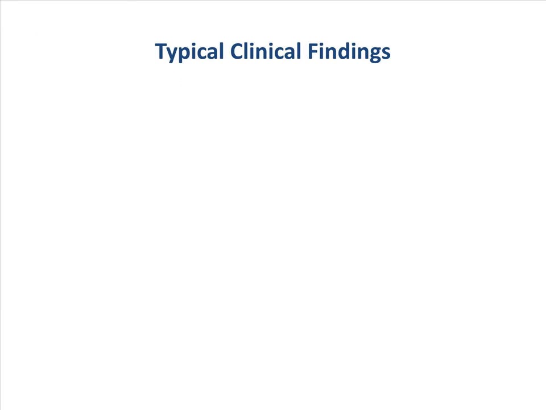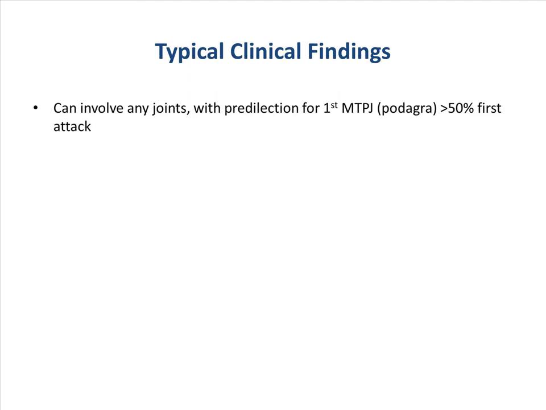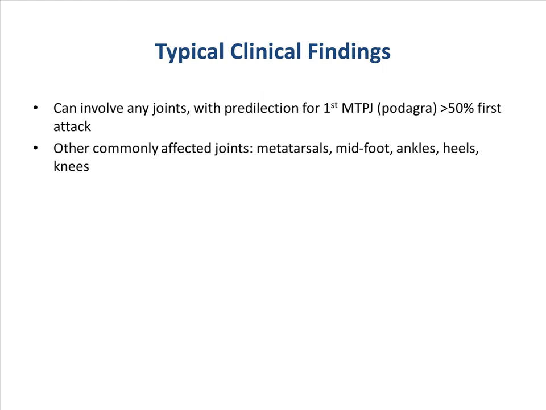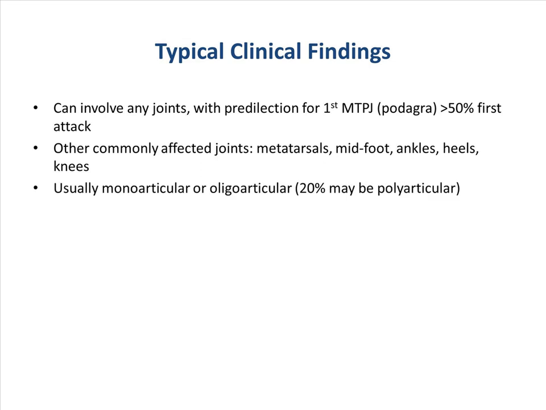What is a typical clinical presentation in acute gout like? Gout can involve any joints, with predilection for the first metatarsal phalangeal joint, known as podagra, in more than 50% of first attacks. Other commonly affected joints include metatarsals, midfoot, ankles, heels, and knees. Attacks are usually monoarticular or oligoarticular, but 20% may be polyarticular.